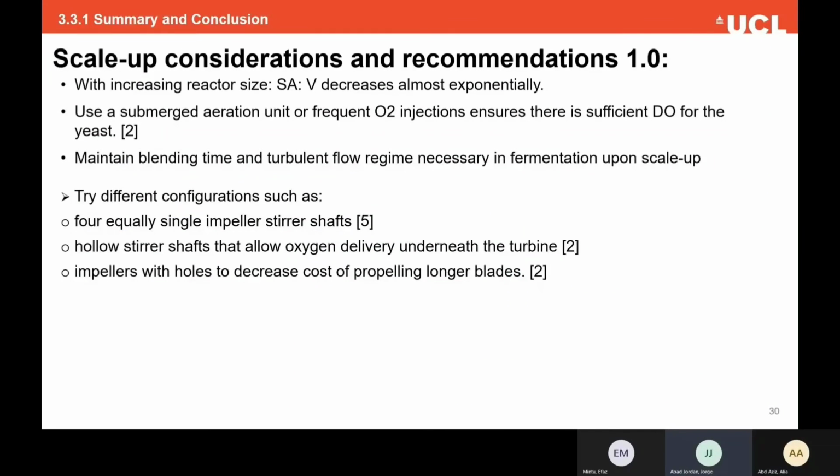Increasing reactor size decreases the surface area to volume ratio, leading to an anoxic microenvironment and to fermentative metabolism, which we want to avoid. A solution would be to add a submerged aeration unit, which ensures sufficient oxygen supply. The size of the turbine as a percentage of the reactor diameter increases, which significantly increases power consumption. We would recommend trying different configurations, such as having 4 equally spaced impellers on a single stirrer shaft, a hollow stirrer shaft that allows oxygen delivery underneath the turbine, or impellers with holes to decrease the cost of propelling longer blades.